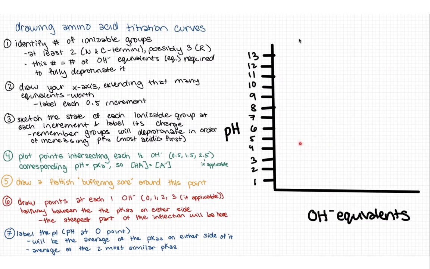We're then going to draw a flattish buffering zone around that point, and draw points at each of the full equivalence points where we're going to have that steepest inflection point, which is going to be where the pH is halfway between the pKas on either side of it. And in one of those cases, it's going to be a special place. It's going to be the PI, the isoelectric point. This is where you have a net neutral charge, and it's going to be the average of the two most similar pKas.